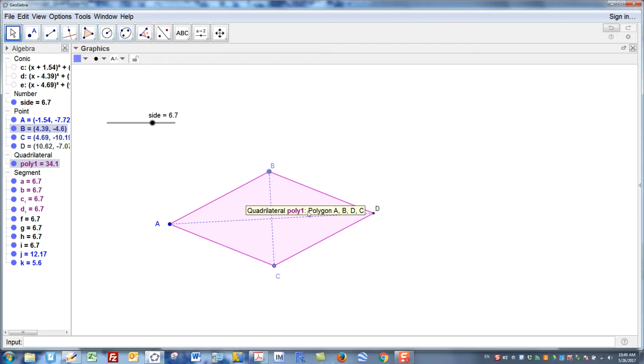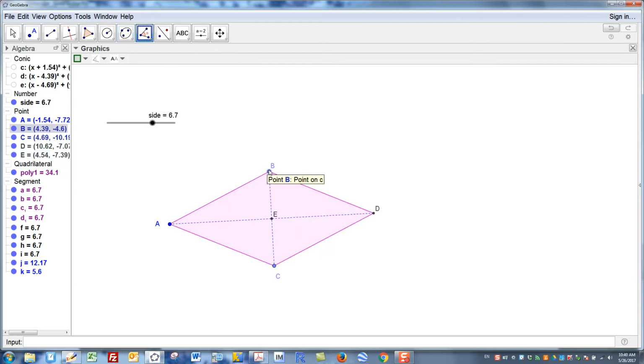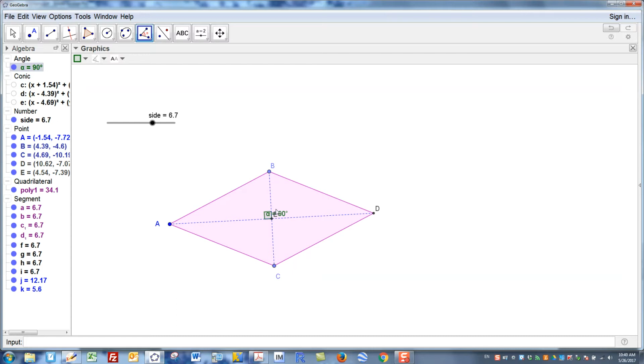Okay, well, perhaps what you noticed was that the diagonals of a rhombus seem to be always perpendicular. This could be easily investigated on GeoGebra by just putting a point at the intersection of the two lines that are the diagonals and then measuring the angle. So let's just do that now. And it does appear that that angle is indeed 90. I'll move this out of the way so we can see. So alpha equal to 90 is what we're seeing in the angle.